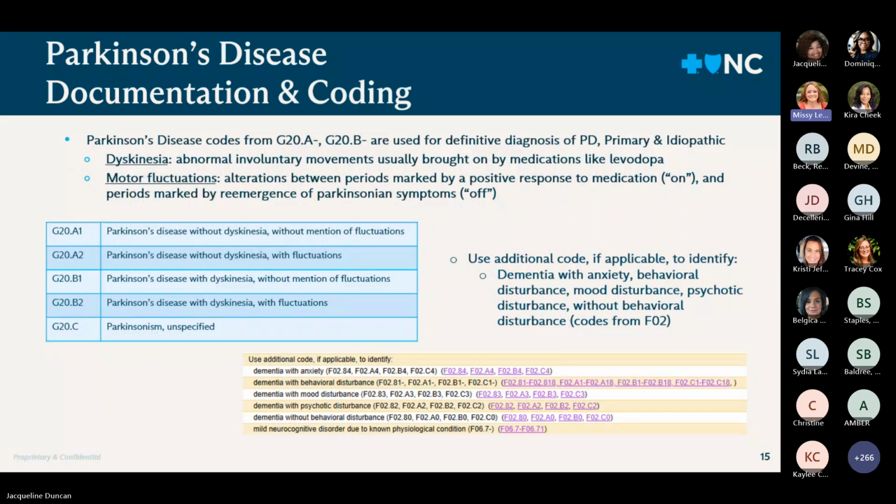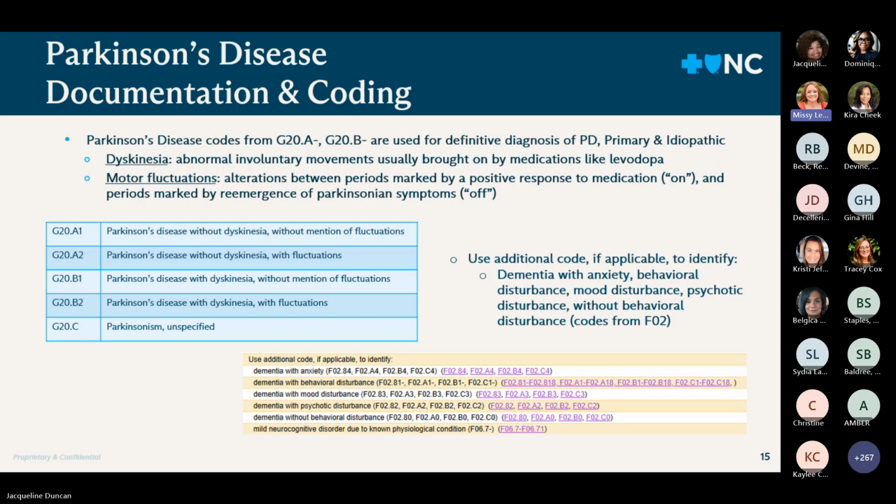On October 1st, 2023, Parkinson's disease code G20 was expanded into 5 new codes. They are listed here in blue. They are broken down by using the terms dyskinesia and motor fluctuations. Dyskinesia is when the medications like levodopa cause abnormal involuntary movements. Motor fluctuations are alterations between periods marked with either a positive response to medication, which is referred to as an on, and reemergence of symptoms referred to as an off.